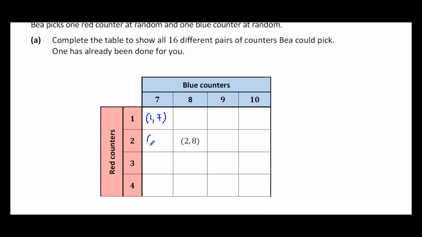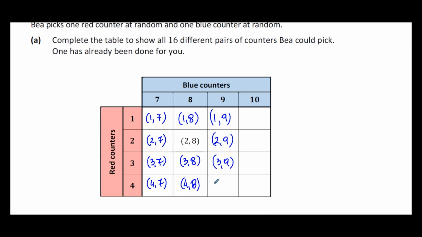1 and 7, 2 and 7, 3 and 7, 4 and 7, 1 and 8, 2 and 8, 3 and 8, 4 and 8. And then here we go, 1 and 9, 2 and 9, 3 and 9, 4 and 9, and last one, 1 and 10, 2 and 10, 3 and 10, and 4 and 10.